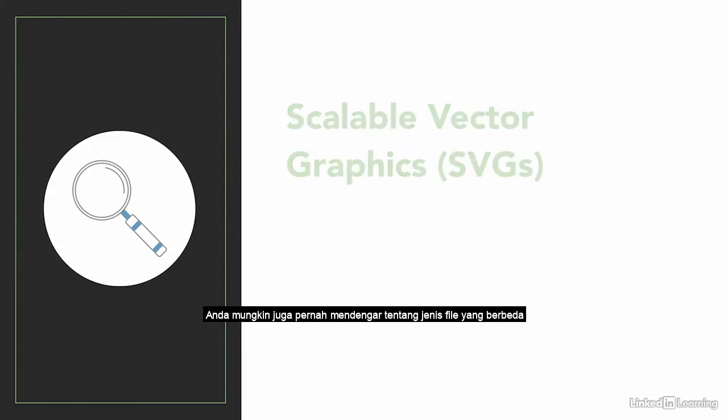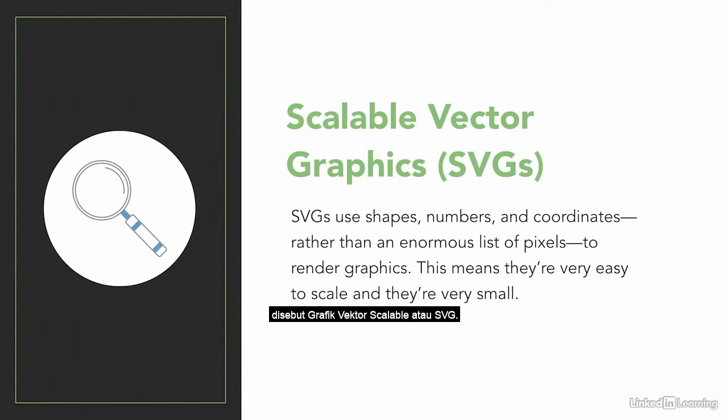You may have also heard about a different file type called a scalable vector graphic, or an SVG. SVGs use shapes, numbers, and coordinates rather than a giant list of pixels to render graphics. This means they're very easy to scale and they're very small. Generally speaking, simple illustrations will work well in SVG or PNG formats.